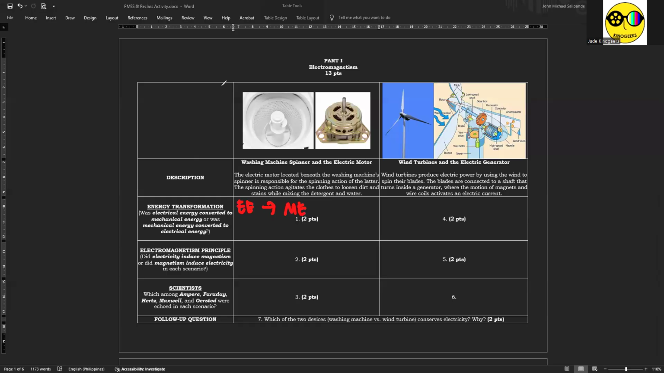Next, the electromagnetic principle, wherein I ask you the question: did electricity induce magnetism, or did magnetism induce electricity in these scenarios specifically? Once again, all the processes were activated by electricity, and you have magnet coils wrapped inside the electric motor. That's why here, electricity induced magnetism.